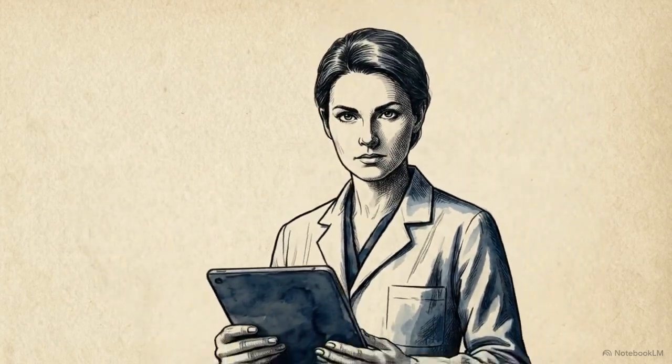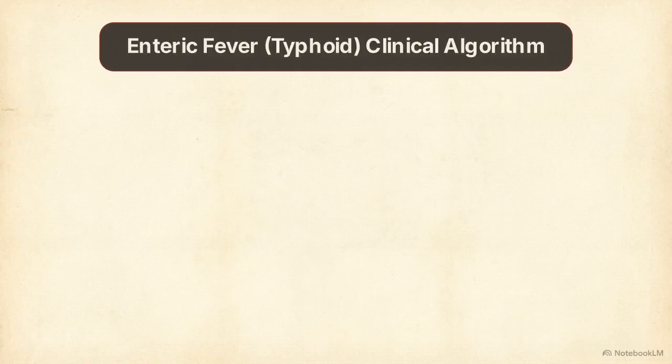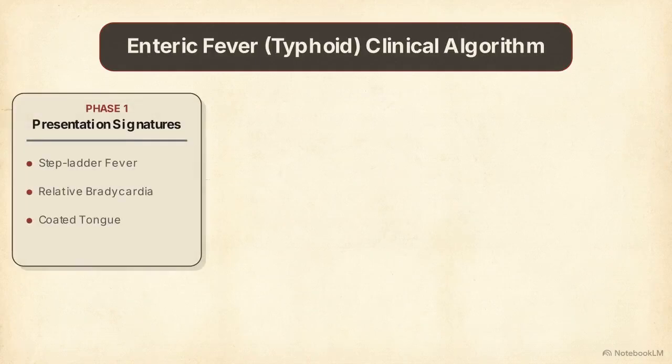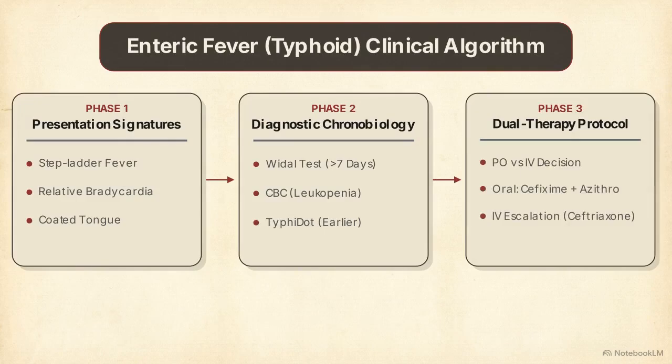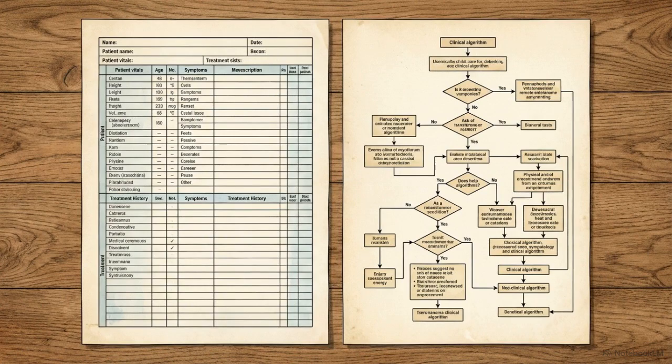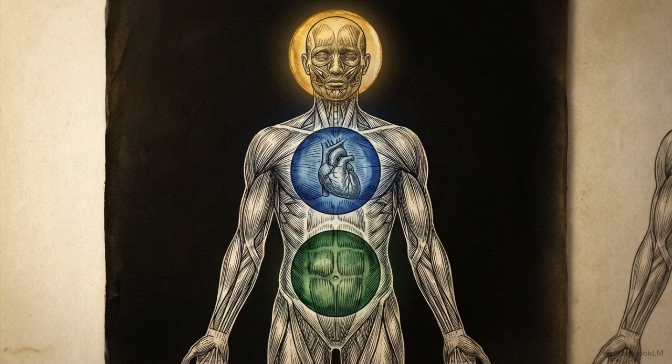of care. This flowchart shows the 3 phases of our clinical algorithm: presentation signatures, diagnostic chronobiology, and the dual therapy protocol. Standardizing this workflow provides a framework to navigate diagnostic timing and antibiotic selection when facing resistant strains. Step 1 in the algorithm is identifying the physical footprint of the disease during the initial examination.